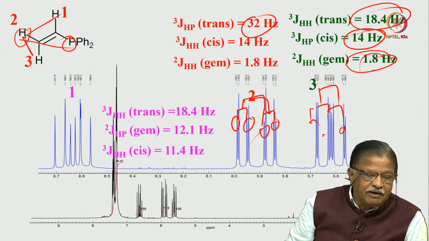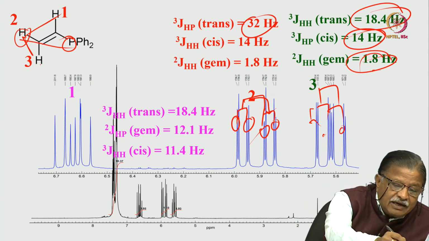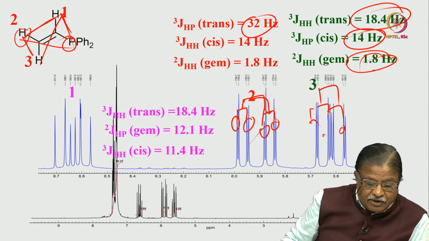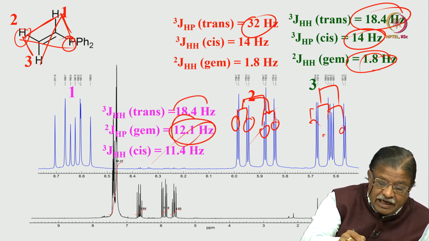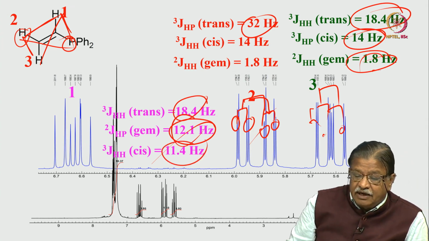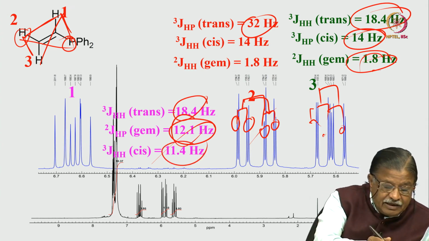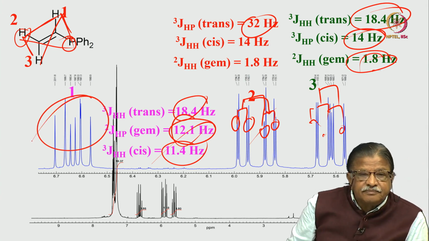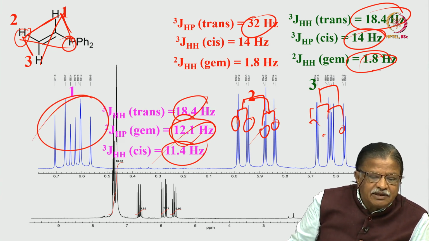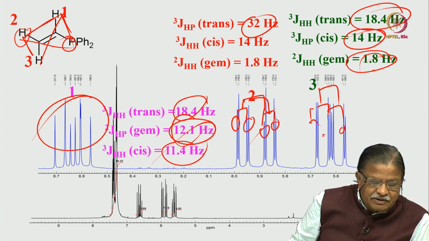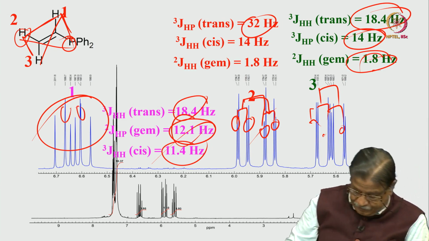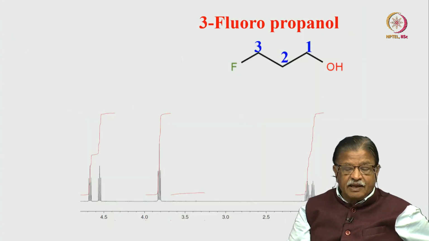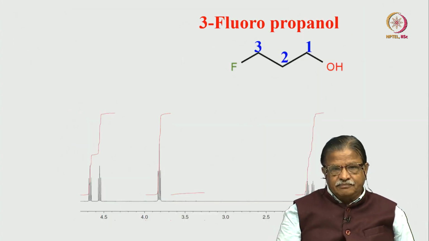Obviously, this is proton 1. Proton 1 has one trans coupling, cis coupling, and also geminal coupling with phosphorus. Geminal with phosphorus is 12 hertz, trans is 18, this is 11.4. We know that. You start writing down, this is the pattern you are going to get. Large trans coupling with proton, then geminal with phosphorus, and then cis with proton. So, it is going to be an 8 line pattern. If you carefully see, some lines are overlapped here. So, this is the DDD pattern.